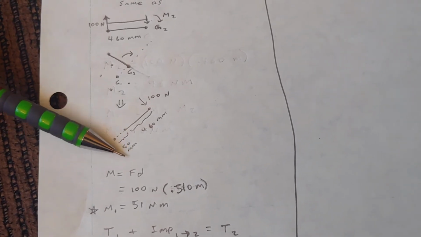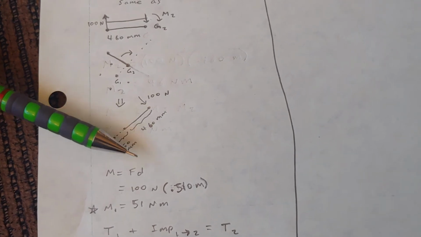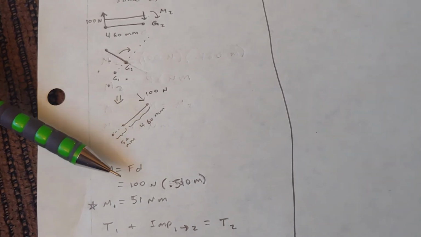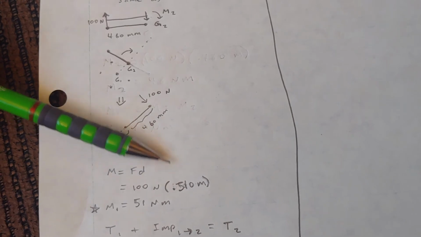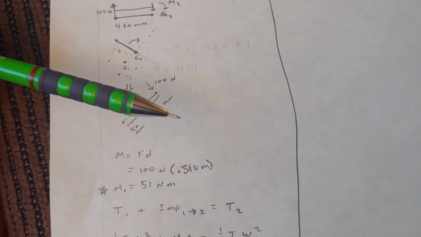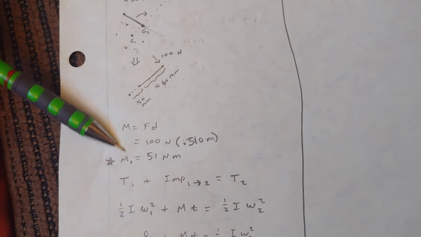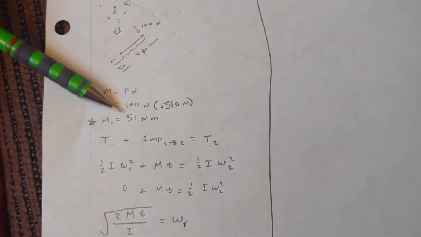Our moment is equal to the force times the distance, the length of the moment arm, which is 100 newtons times 0.510 meters, and we're going to convert that to meters because we want to do meters instead of millimeters. Our moment is equal to 51 newton meters.